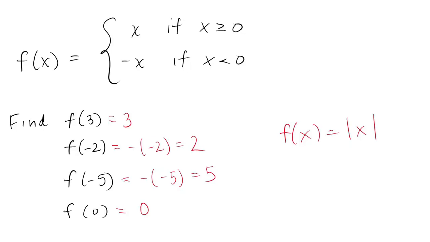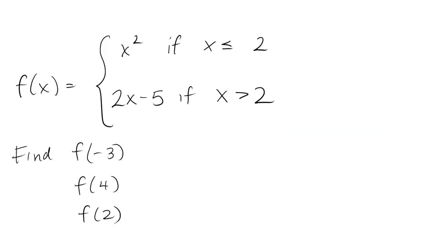Let's look at a second example, but this time a function that we're not familiar with. This function is also split into 2 rules. It says that f of x is equal to x squared if x is less than or equal to 2, and that f of x equals 2x minus 5 if x is greater than 2. This is kind of a weird rule. This isn't a very real-world scenario.